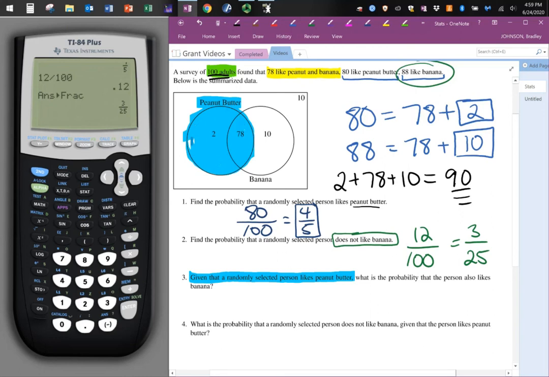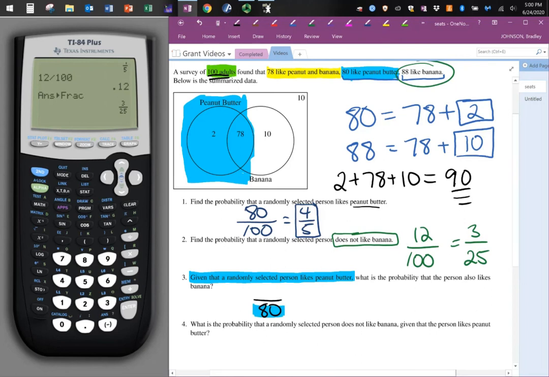Okay. When you have a given statement, this is a special statement. It's what's known as a conditional probability. We will only look at what is given. So we're given that they like peanut butter. We're only looking at those students because we don't care if they like banana or don't like banana, right? We just want to look at the peanut butter people. So we're only going to look at those 80 peanut butter people. So that becomes my new denominator when you have a given statement. So we're only looking at those 80 peanut butter people.